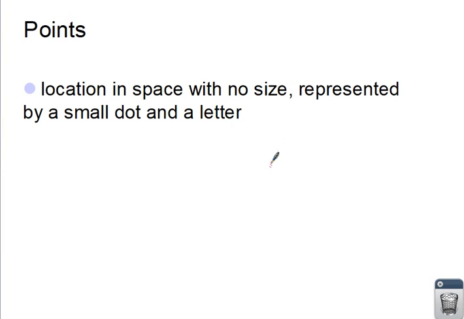A point is a location in space with no size, represented by a small dot and a letter. So usually you'll see them on a picture. We'll have a dot and then they'll put a capital letter next to it, and that's point A.